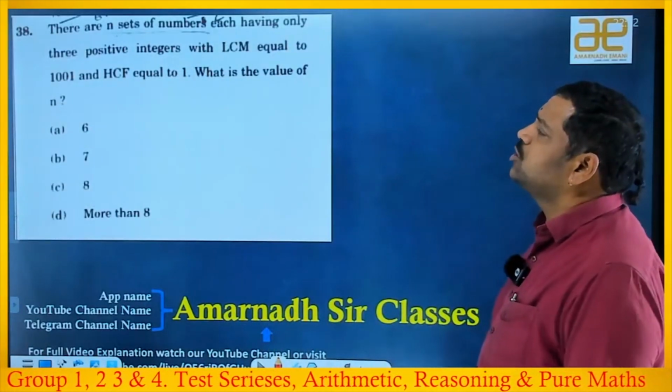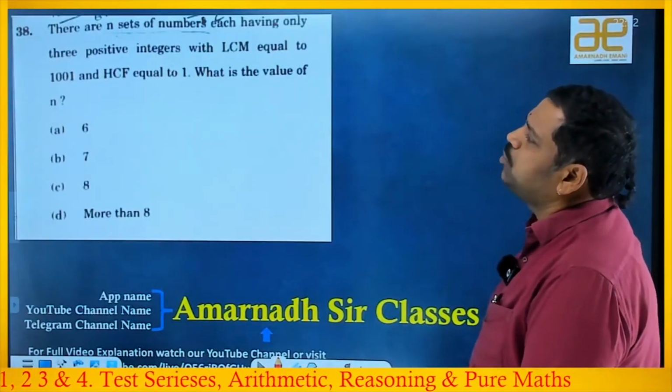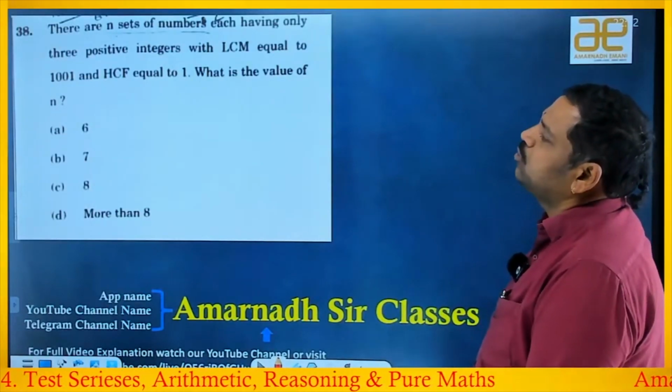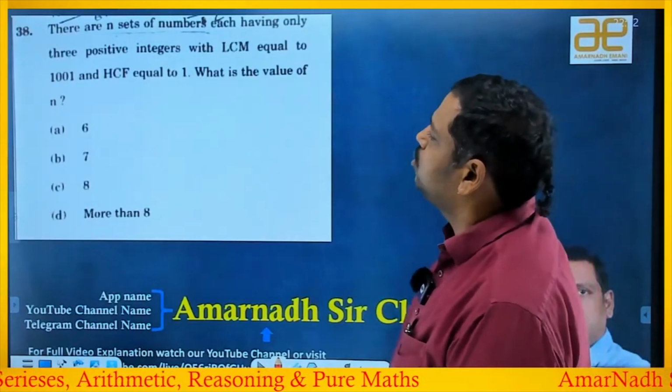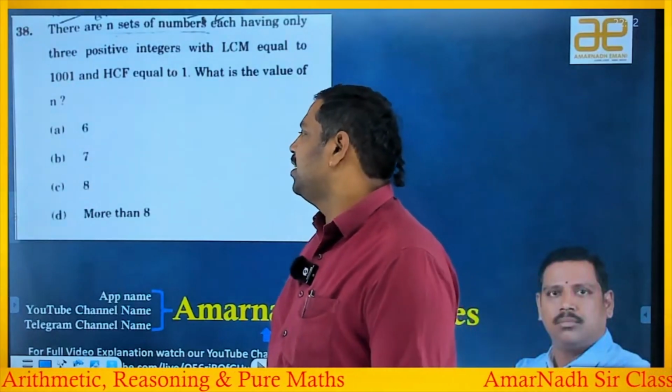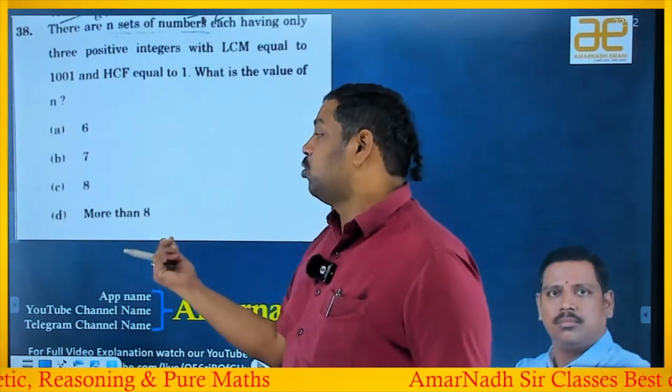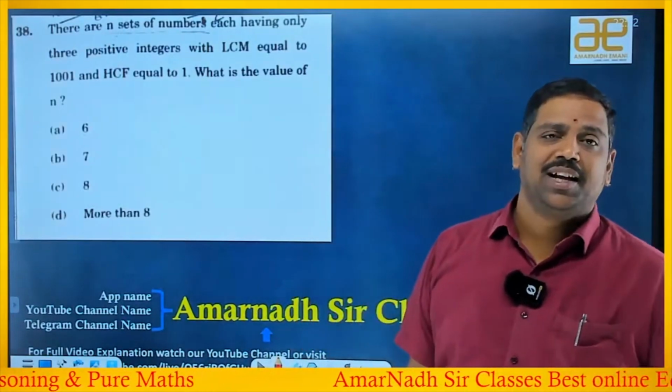There are n sets of natural numbers, each having only 3 positive integers with LCM equal to 1001 and HCF equal to 1. What is the value of n? Observe the options: 6, 7, 8 and more than 8. More than 8. Observe that.